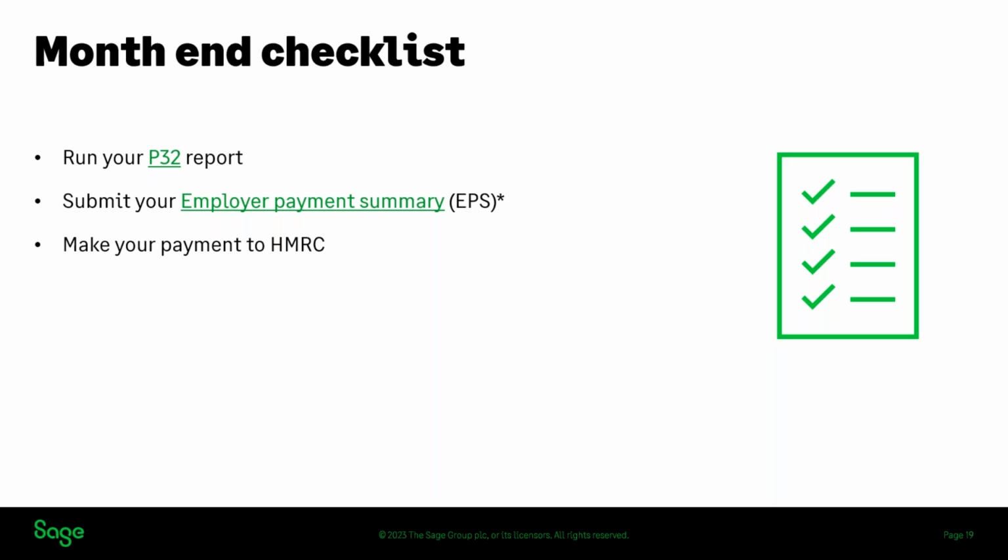Now, most of the information that HMRC need is included in the FPS, so all of the tax and National Insurance and the student loans. But the EPS is required if you've recovered a statutory payment, if you're recovering CIS deductions suffered, or if you have apprenticeship levy payments due to HMRC. So if none of that applies to you, you will not need to do that second step. Third one is to make your payment to HMRC. So the payment deadline is the 19th of the following month if you pay by check, 22nd of the month if you pay electronically.